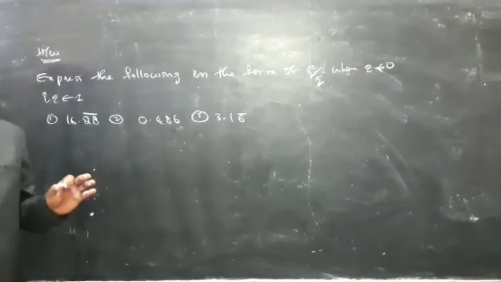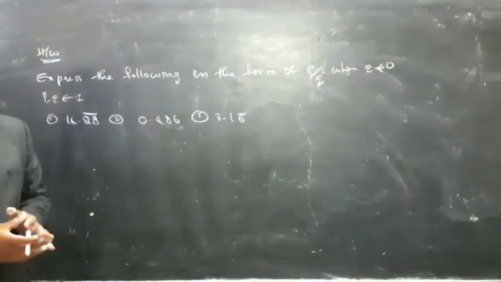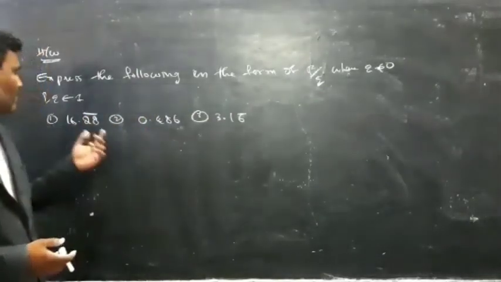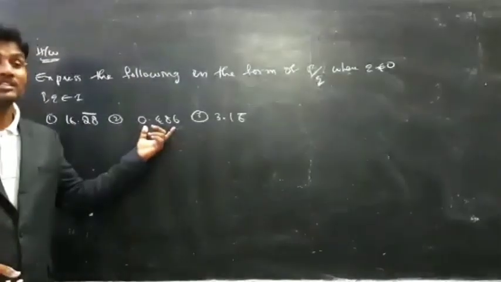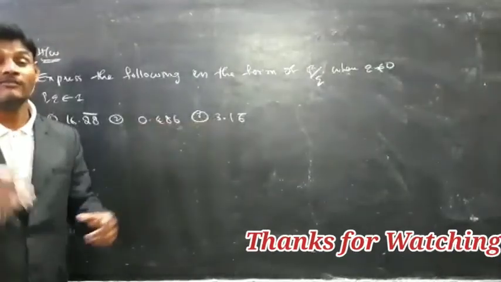So, ninth class students, here is your exercise: express the following in the form of p by q, where q is not equal to 0 and p, q are integers. 16.28 bar, 0.486 where the bar is not there, that we can write as a decimal, and 3.16 bar.